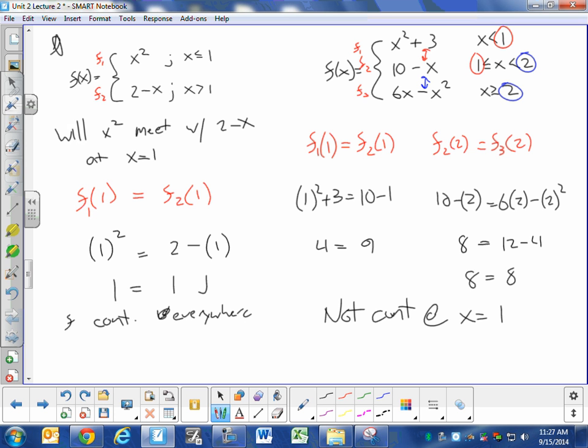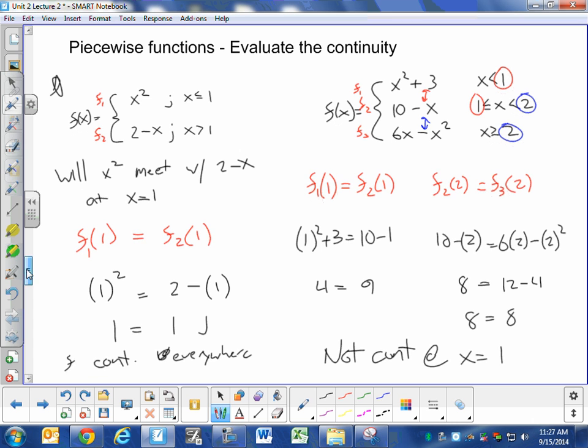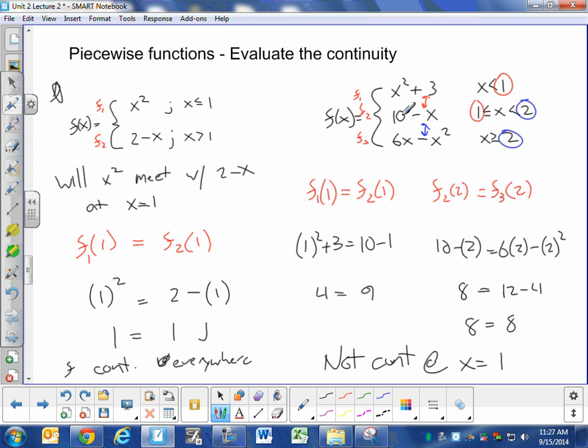Okay, not continuous, just at 1. The key is identifying where we leave one and pick up the other, so what the x values are that we're plugging in. The first one and the second one meet up at 1, so I'm plugging in 1 into both of those equations and seeing if they're equal. The second and the third one meet up at 2, plug in 2.